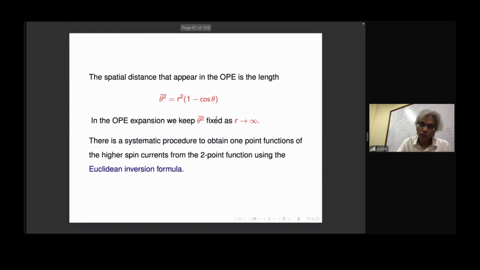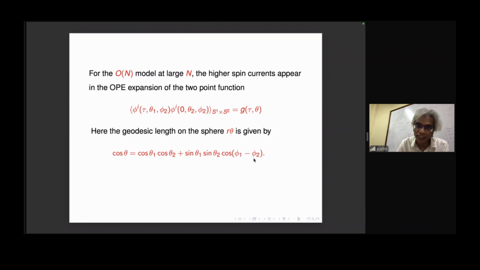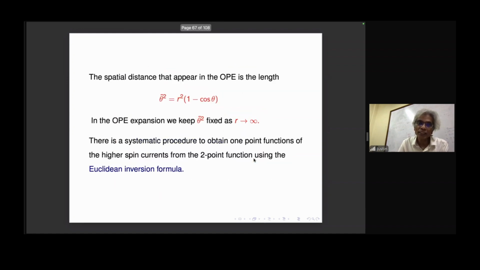we are trying to perform a 1 by r expansion. This 2-point function is in terms of the geodesic length. And one has to take r going to infinity and keep theta fixed to organize the OPE expansion. So it is a short distance expansion, but in this particular limit. So it's near the poles. So we expand it in that form, and there is a systematic procedure.